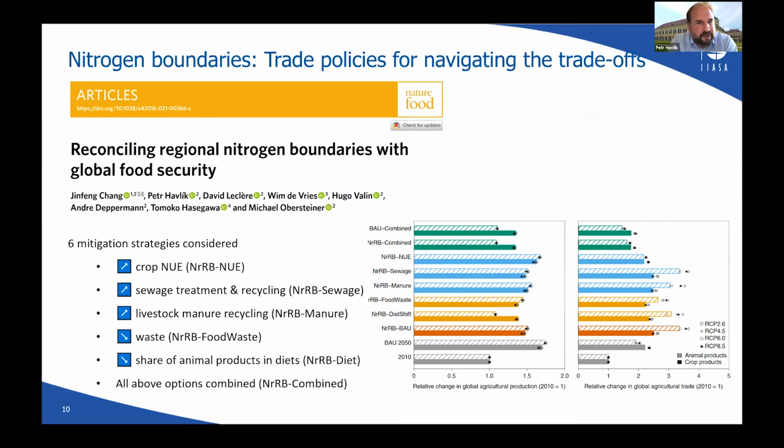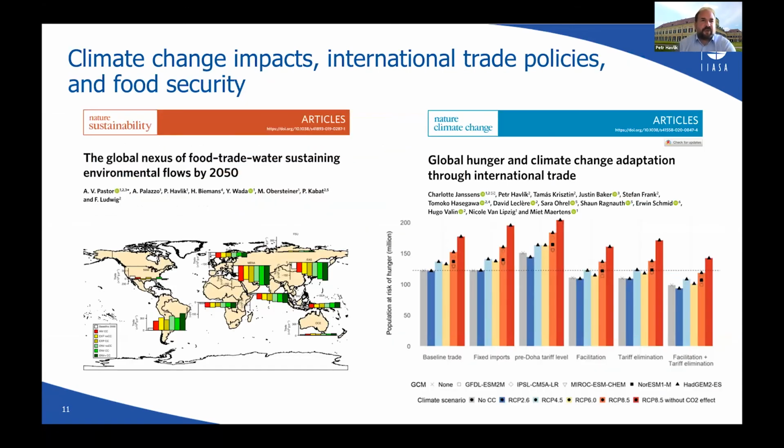So, for example, in collaboration with Xinfeng Chang, a Chinese colleague, we considered how international trade could facilitate achieving the regional nitrogen boundaries without hampering the food security. And indeed, we found that without international trade and adopting everywhere the sustainability practices, the increase in food insecurity due to this limitation of nitrogen would be about 50% higher than if we allow for adaptation through international trade. Also, in the challenge of sustainable water use, trade was identified as a very important mechanism.